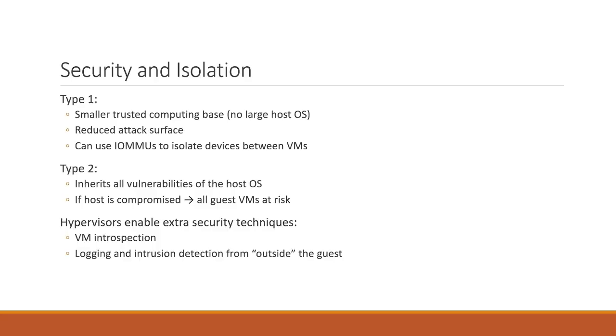So, security. Security is another major factor. Type 1 hypervisors are generally more secure because they have a smaller trusted computing base, meaning fewer components that can be attacked. There is no general purpose operating system underneath that could be compromised, and they can use hardware features like IOMMUs to isolate devices. Type 2 hypervisors, however, depend heavily on the host operating system. If the host operating system gets compromised, all virtual machines running on top of it are at risk. This makes Type 2 hypervisors less suitable for multi-tenant or sensitive environments.